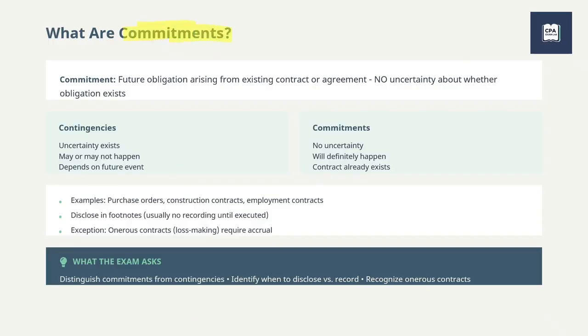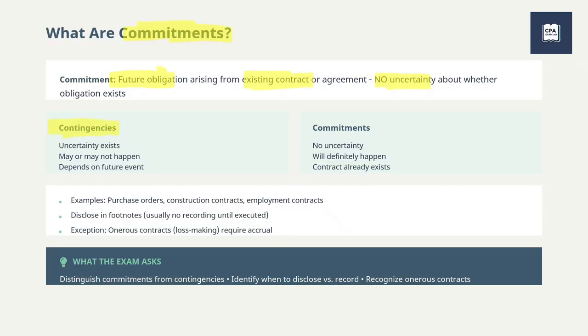Now let's shift gears and talk about commitments. So what is a commitment? A commitment is basically a future obligation from an existing contract. There is no uncertainty here. That is the biggest difference from contingencies.